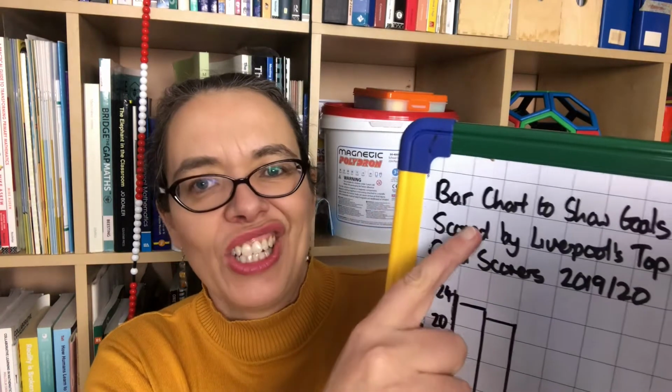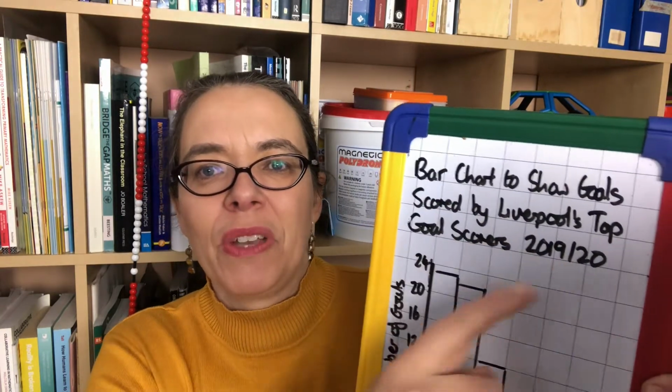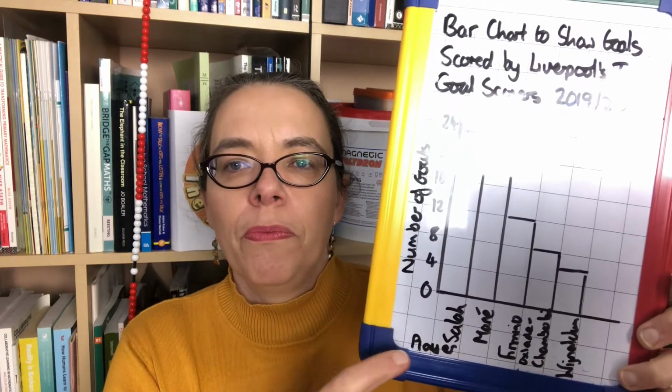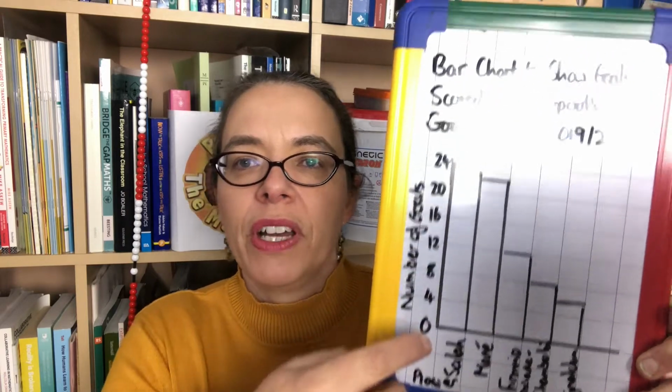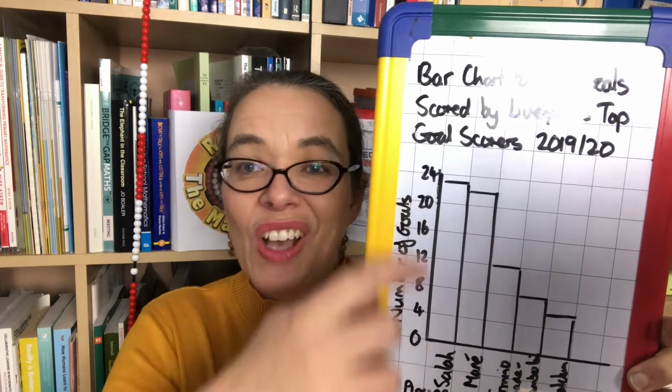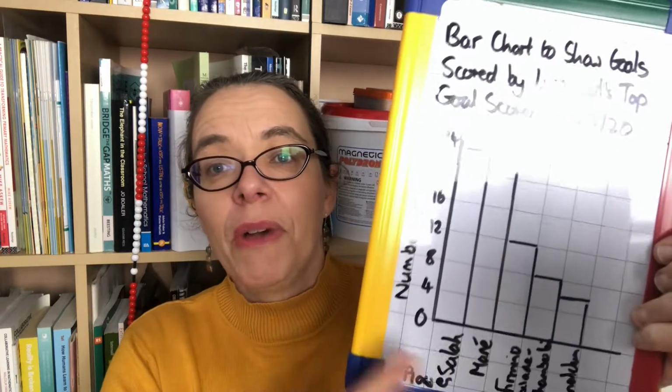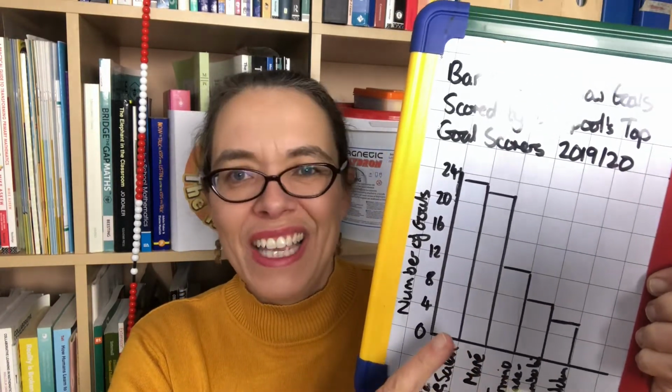So it's going to look something like this. Bar chart to show goals scored by Liverpool's top goal scorers 2019-20. We have number of goals up the side. We've got players as the title along here. We've got a nice scale up the side that's on the lines. And we've got the names of the players in here. And the bars are all the same width and are evenly spaced.